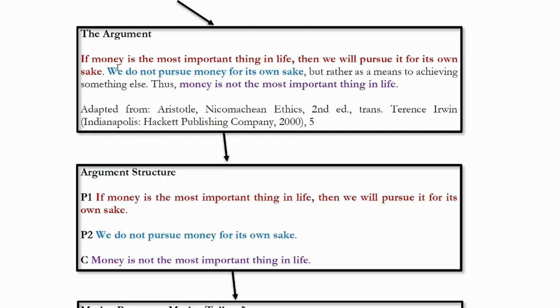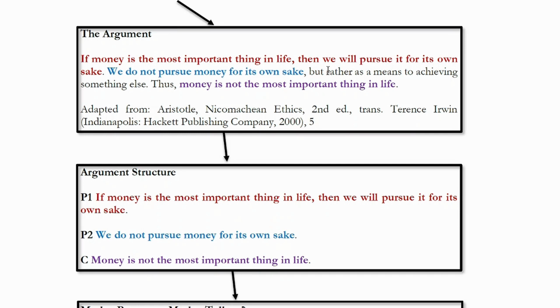Then we're left with the second sentence. We do not pursue money for its own sake, but rather as a means to achieving something else. You'll notice that I only have part of this sentence highlighted as really being the premise. Why is that? Well, the main premise being used here is we do not pursue money for its own sake. Now, why is that? What is the purpose of the rest of this sentence? It's actually giving you a reason or further explanation of the premise.